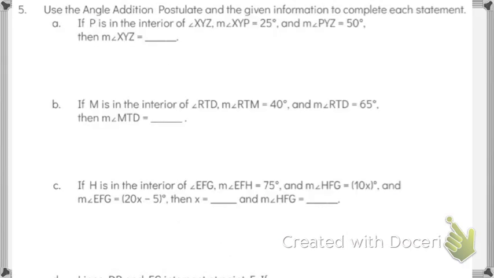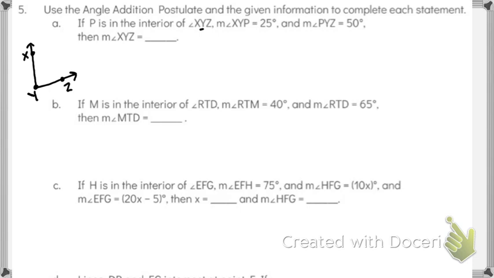Number 5 says, use the angle addition postulate and the given information to complete each statement. So the first thing, just like with segments, is drawing your picture. P is in the interior of angle XYZ. So you're going to start by drawing your angle, and then label it. The name tells you how to label it. Really, the important part is the vertex. The vertex is Y, so right here on that vertex, you're going to put Y. Then you're going to put X and Z right here.